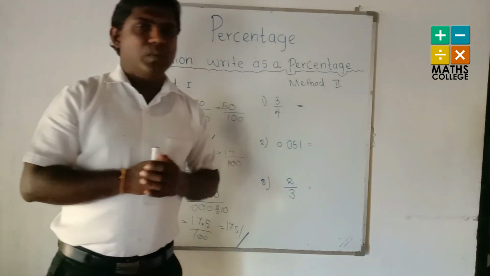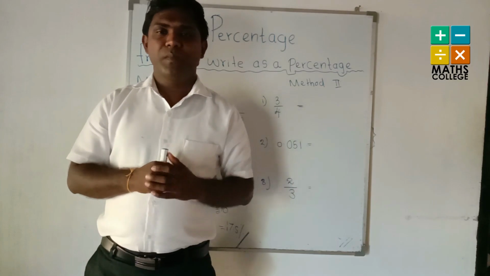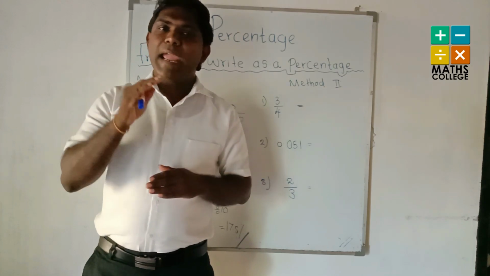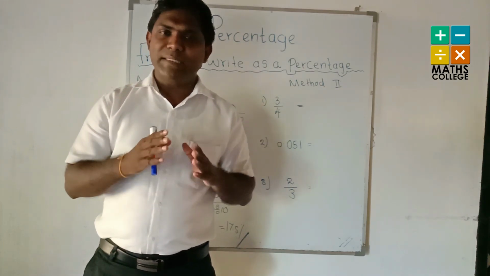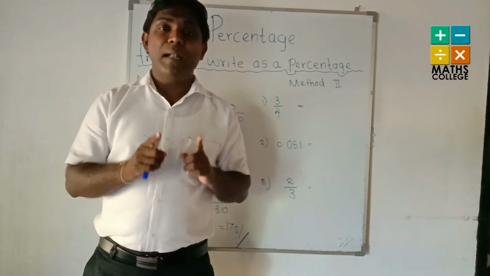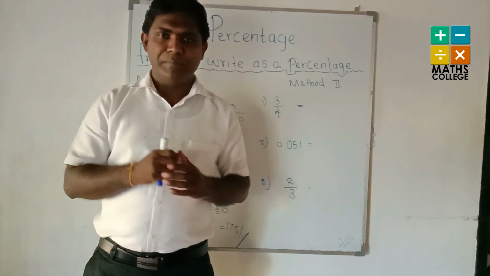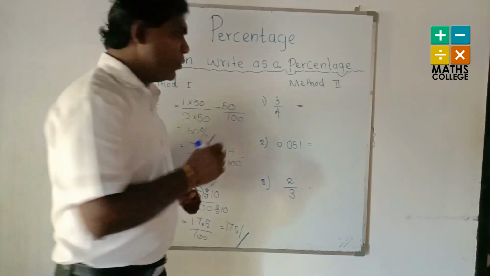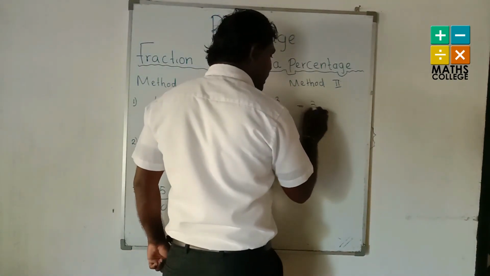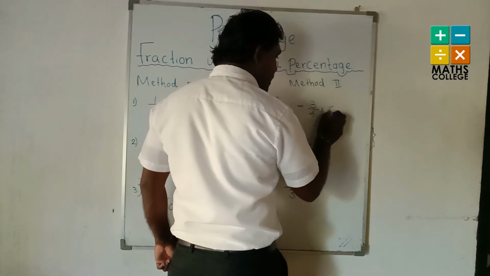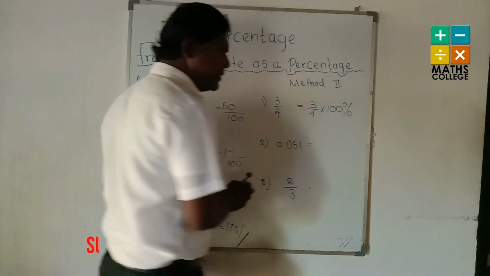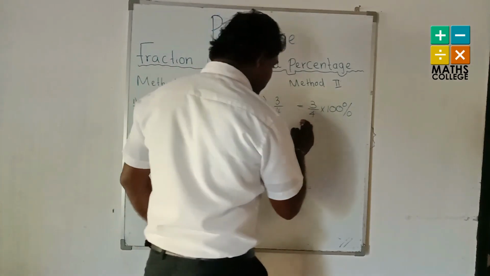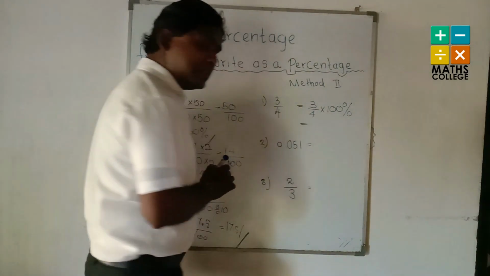Now I am going to do method 2. Method 2 is, my dear student, we can write any fraction or number or decimal numbers as a percentage by multiplying by 100. How? Multiplying by 100. 3 upon 4. Look at the board very carefully. 3 upon 4 multiply by 100 percentage. The symbol should be written right here.